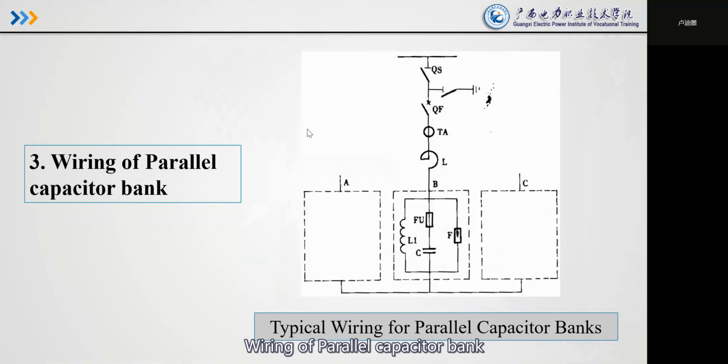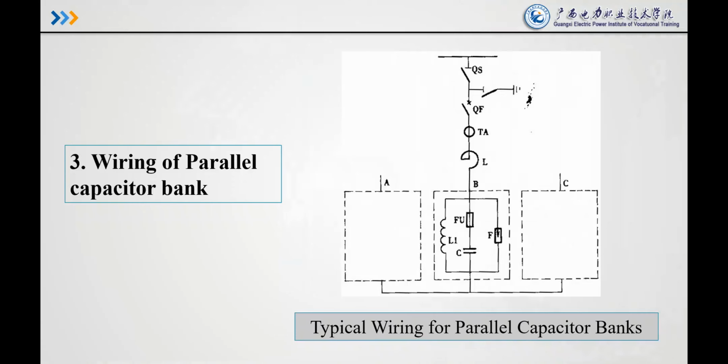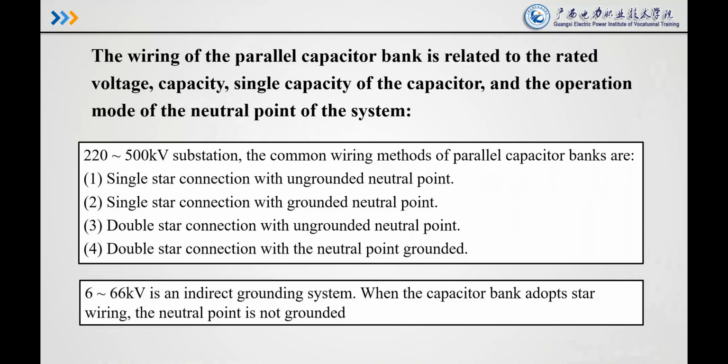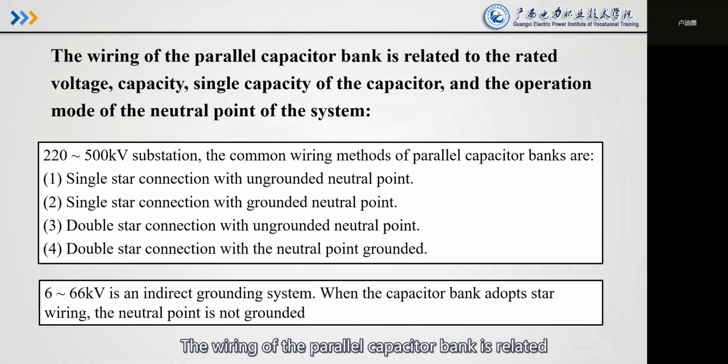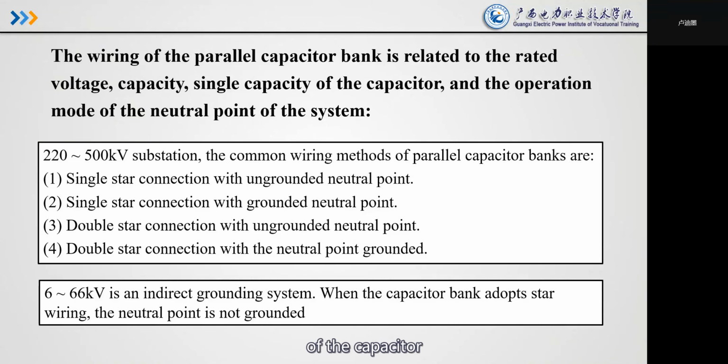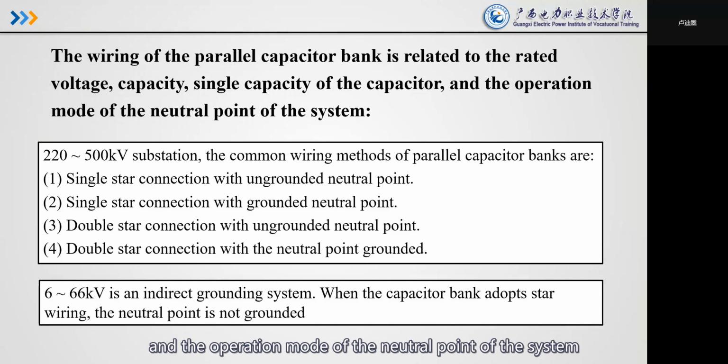Wiring of parallel capacitor bank. Typical wiring for parallel capacitor bank looks like the picture. The wiring of the parallel capacitor bank is related to the rated voltage of the capacitor, the capacity of the single capacitor, and the operation mode of the neutral point of the system.